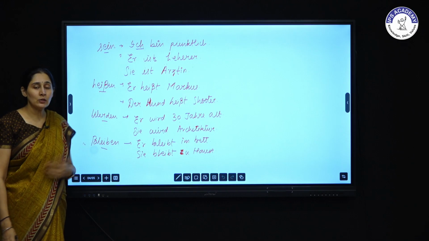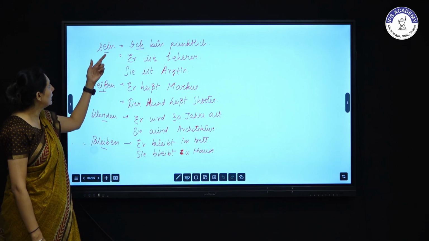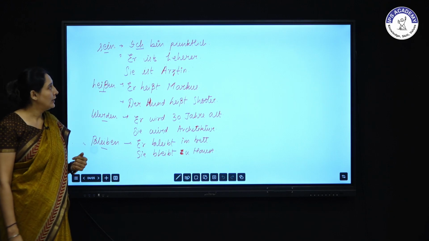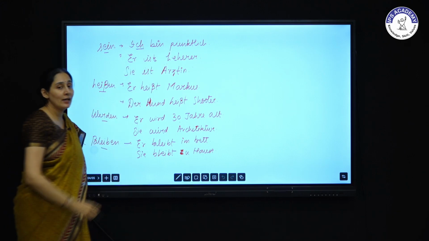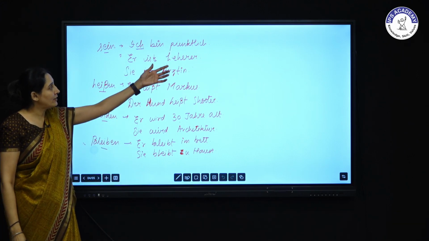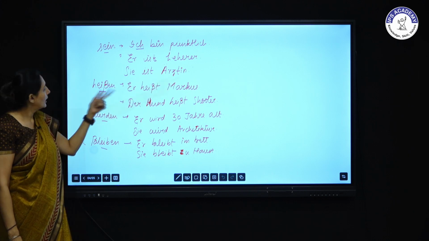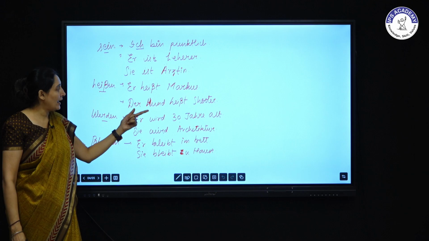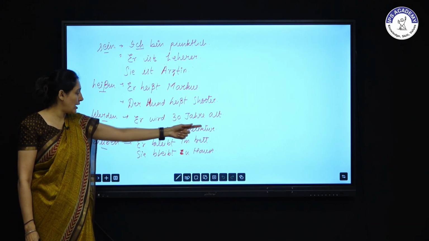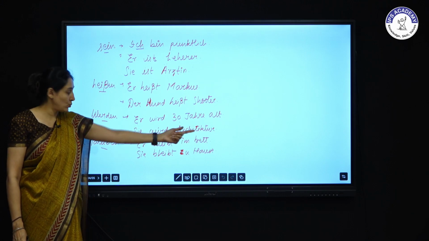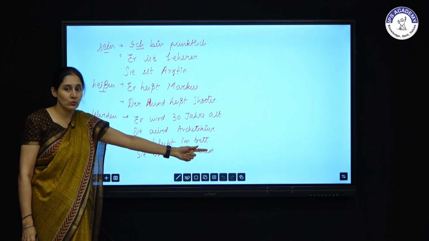Now, seeing those conjugations, we have also taken some sentences related to it, all in the nominative form, that is for the subject. Sein: ich bin pünktlich, I am punctual. Er ist Lehrer und sie ist Ärztin. Heißt Markus, der Hund heißt Shooter. Wird 30 Jahre alt, sie wird Architektin, bleibt im Bett, sie bleibt zu Hause.